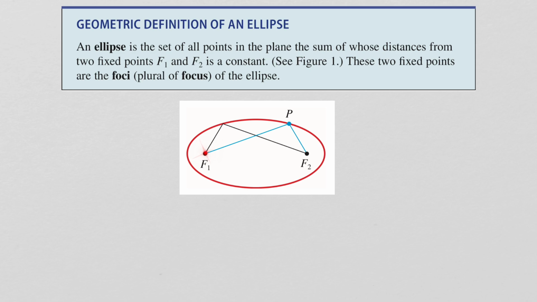Well, if you're given two fixed points, F1 and F2, and you choose a point on this so-called oval, and you take the distance from that point to F1, call that distance D1, and the distance from that point to F2, we'll call that D2, D1 plus D2 is always equal to the same number. It's always equal to some constant. So in other words, if I chose another point, let's say a point P right here, the distance from here to here plus the distance from here to here would be the same as well.